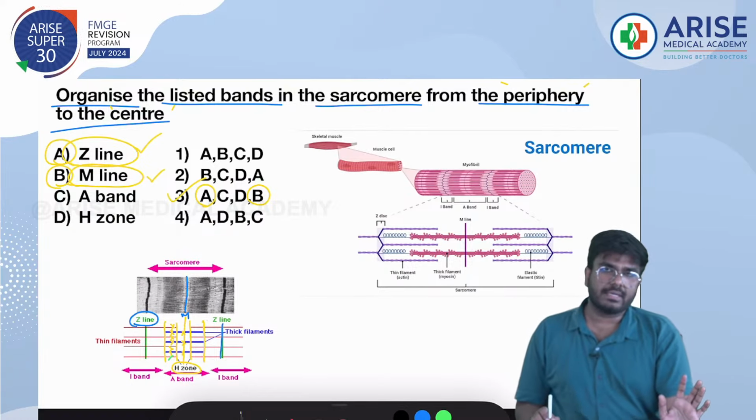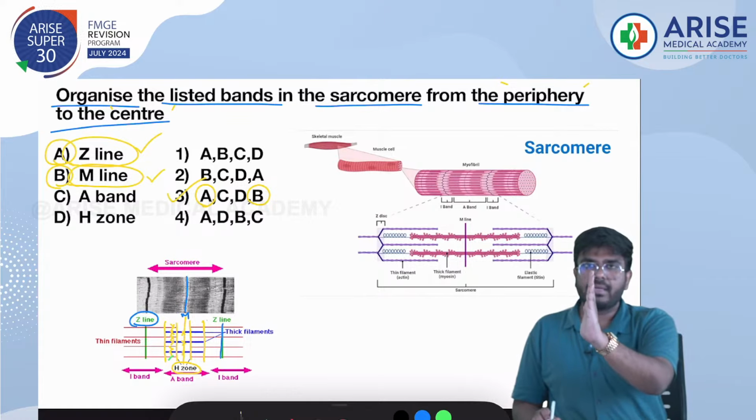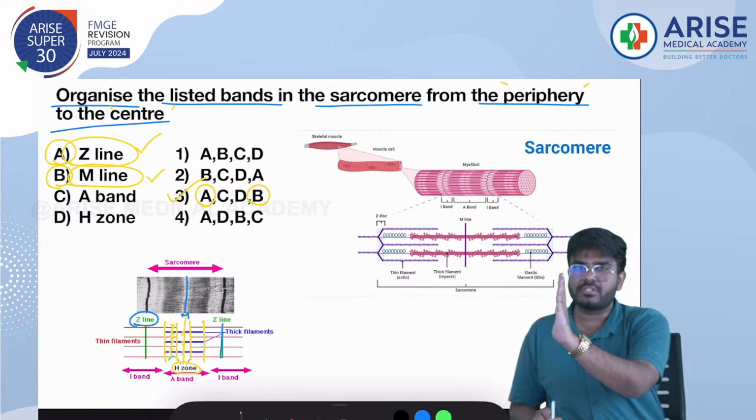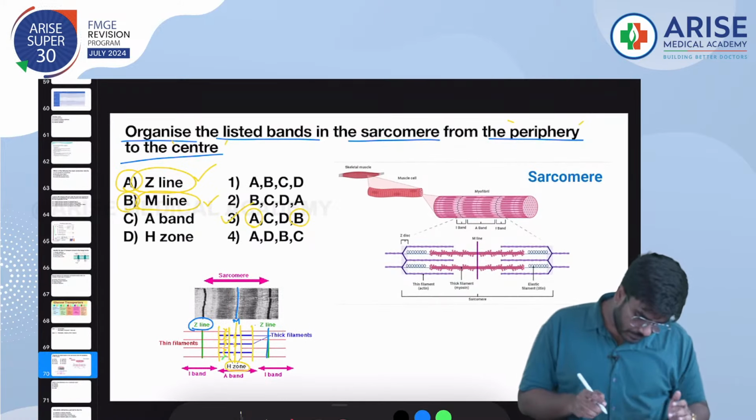So this is the answer. Okay, simple as that. You have to know the order. Again, Z line, I band, A band. In the A band there is the H zone. In the H zone there is the M line.